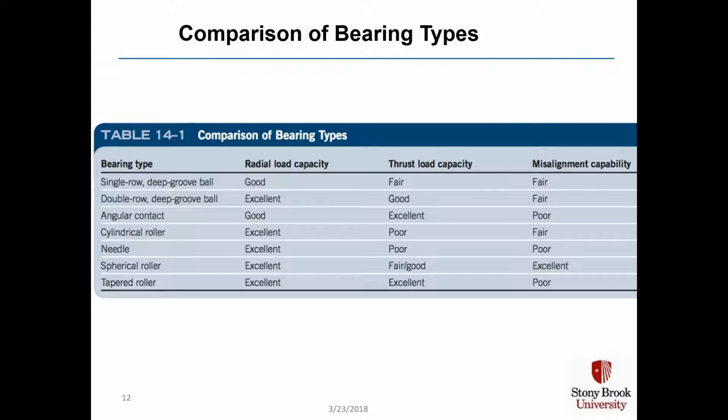Here's a comparison in Table 14-1 of different bearing types. We see that the single row deep groove ball has good radial load, fair thrust load capacity, fair misalignment capability. Not shown in the chart is that it's the most cost-effective of all your bearings. If you want to have excellent radial load capacity, excellent or at least fair to good thrust load capacity, and excellent misalignment capacity, you can use a spherical roller bearing, but you're going to pay. And the other bearings fall somewhere in between.